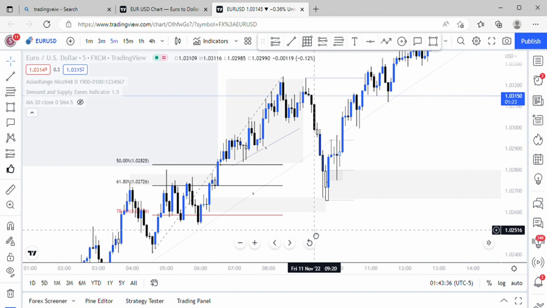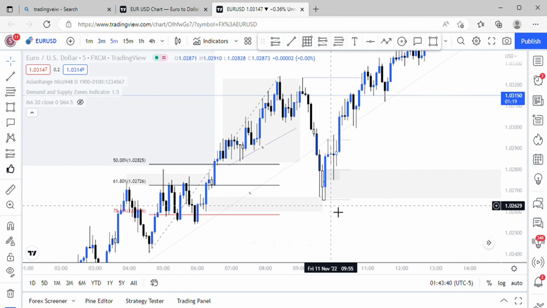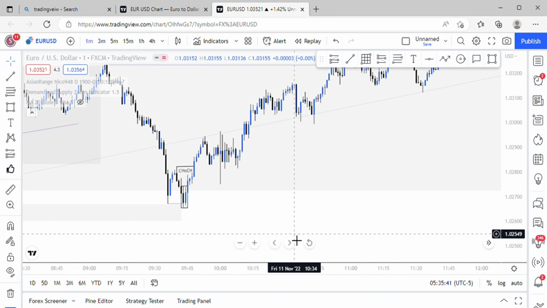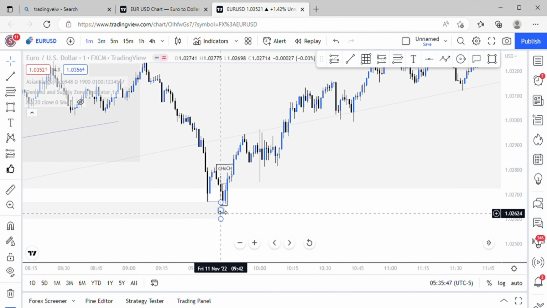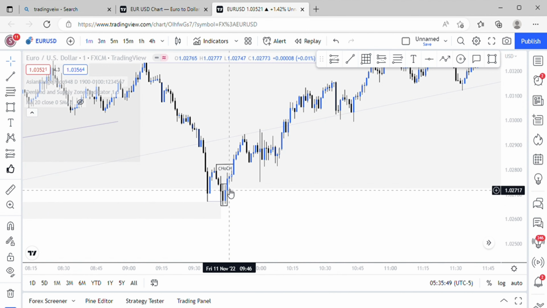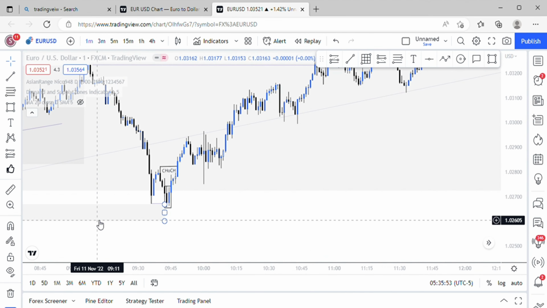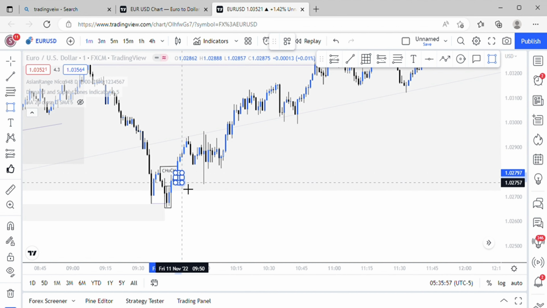Here we can see that. Here is a demand zone, and once the market tapped our demand zone, we will drop down to the 1 minute chart. Here we can see that it created a sweep to the downside and a change of character to the upside. Then we will mark a demand zone. Here is our demand zone.